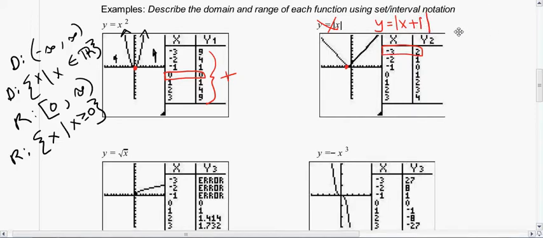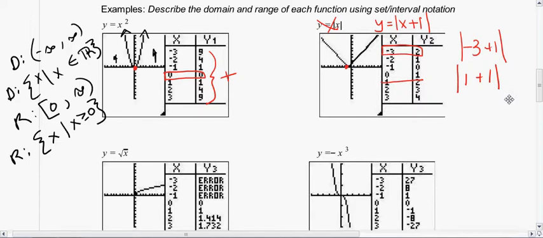So let's just try that with our negative 3. So the absolute value of negative 3 plus 1. Negative 3 plus 1 is negative 2. And the absolute value of negative 2 is positive 2. Yep, that's working. Let's try another one. Let's try this one here maybe. So when x is 1, I'm going to add 1 to that.